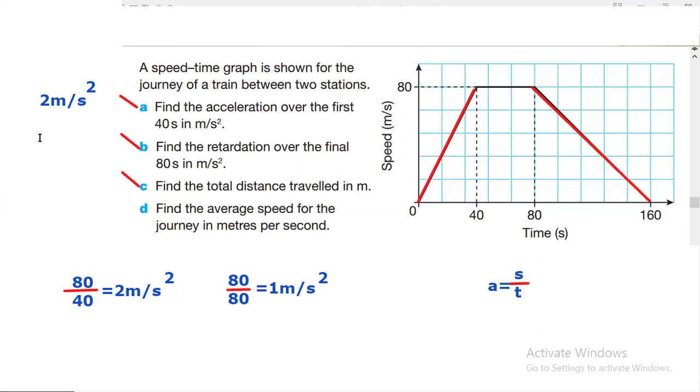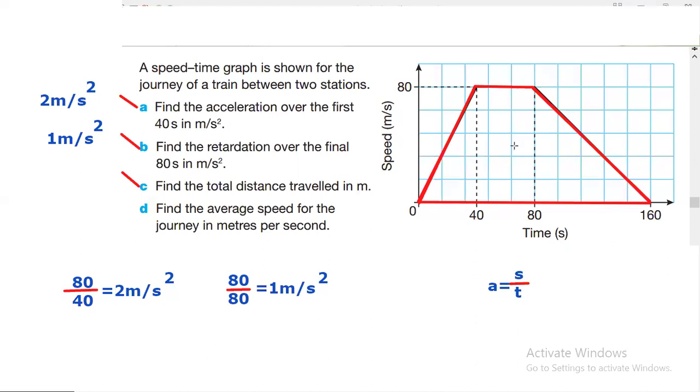Now, the next question, question C, find the total distance traveled in meters. The total distance in a speed time graph is what? It's the area under the graph. It means you look at the shape here. You can see that this is a trapezium. If you find the area of this shape, this is the distance traveled in meters.